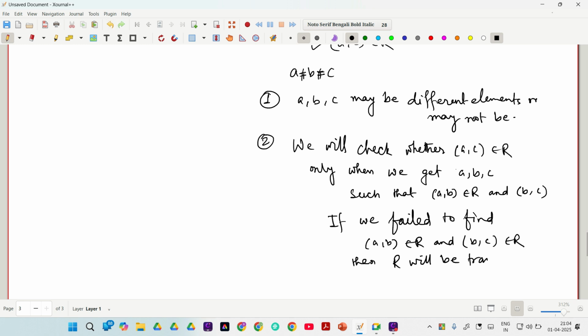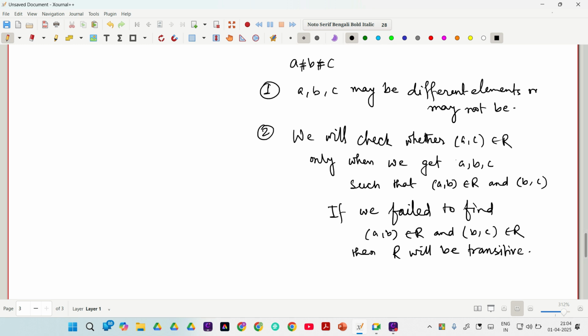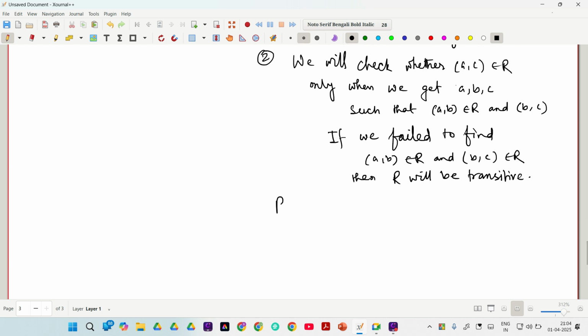From this, the first example is the reflexive relation and symmetric relation, and this is also a transitive relation. I am saying that because you cannot find any (a, b) and (b, c) such that both belong to R, then you have to check whether (a, c) belongs to R or not. Praditi, did you understand?